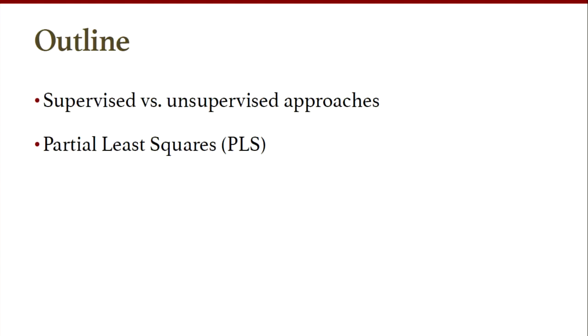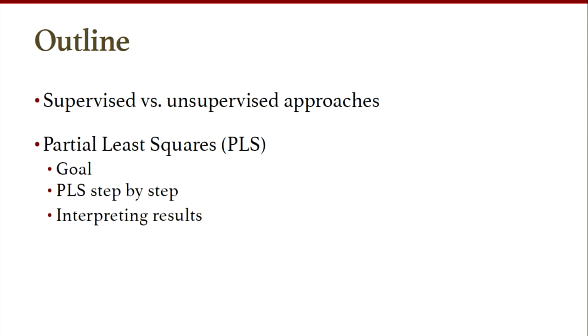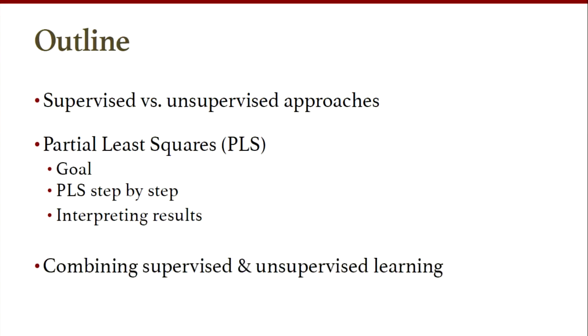Then I'm going to go into one approach in particular called partial least squares, and I'm going to start with explaining the goal of PLS. Then I'm going to explain to you how to compute it step by step, and then how to interpret the results. And I'm going to illustrate this with an example with a psychiatric neuroimaging dataset. And then finally, I'm going to also give you an example of how to combine PLS with a supervised approach such as classification.